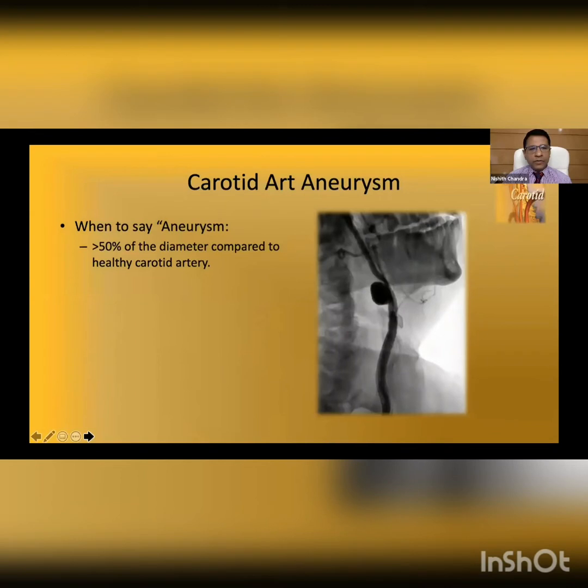So when should we say aneurysm? When it is more than 50% of the diameter compared to the healthy carotid artery. So this is definitely a very large aneurysm.